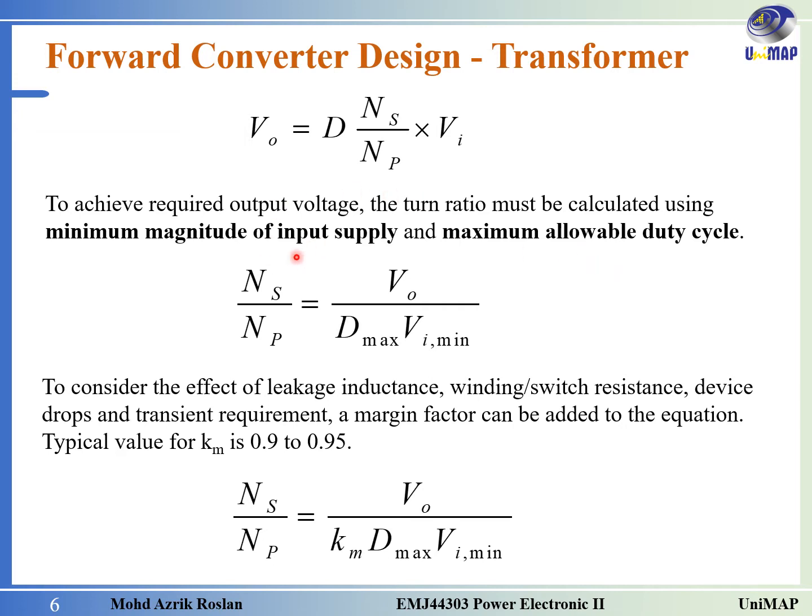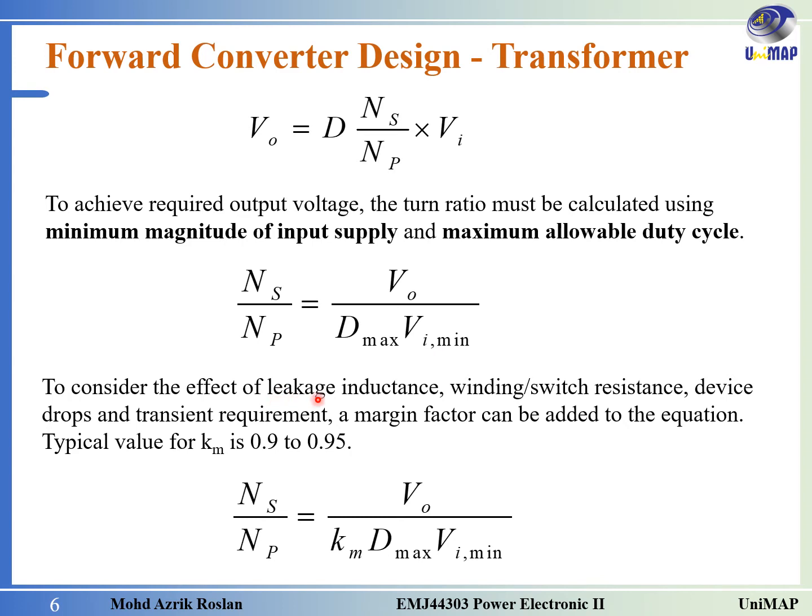So to find the best possible configuration, we have to use the minimum magnitude of input supply and maximum allowable duty cycle. As for the reason why we need to use this, I give the responsibility to students to find the answer. So when we arrange the equation here, we have NS over NP equals to Vout over Dmax multiplied by Vi min.